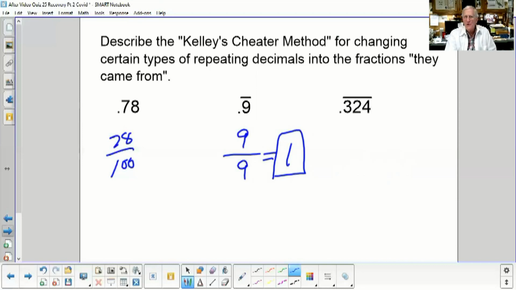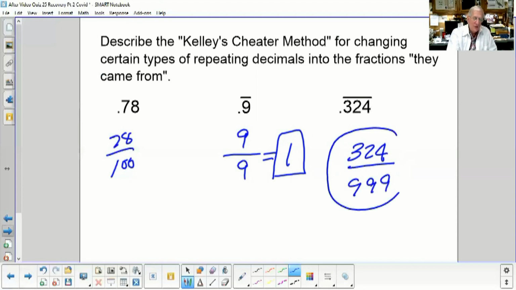Okay, 0.324 repeating. You simply take 324 and stick it over 3 nines. And you can leave it like that. You don't even have to reduce it. I'm not going to require you to reduce it on the test. Just remember, that is the correct answer. It's a very, very simple process. And you can simply write the Kelly's cheater method, and I'll accept your answer. Okay, let's go on.